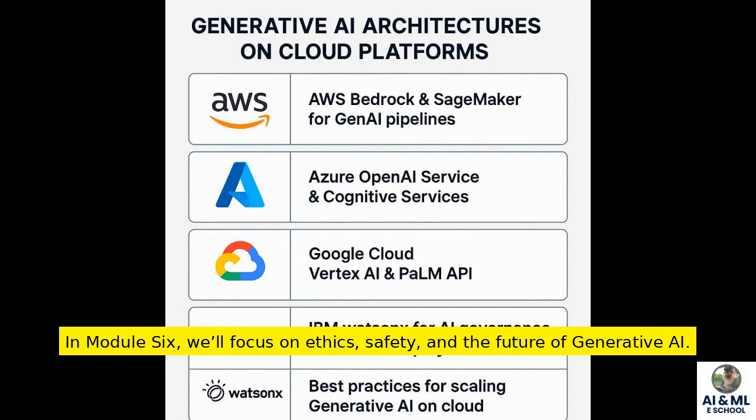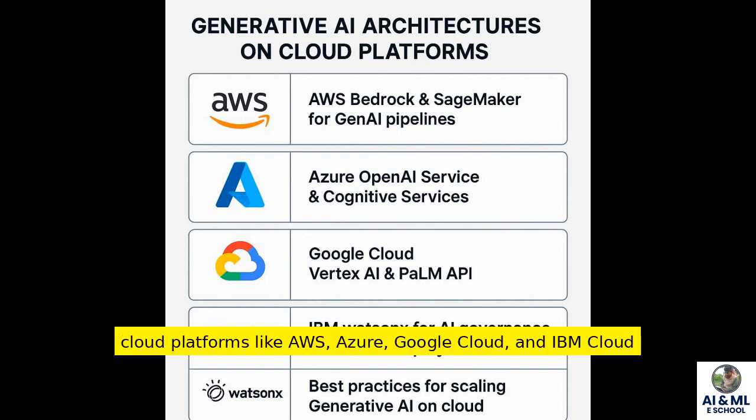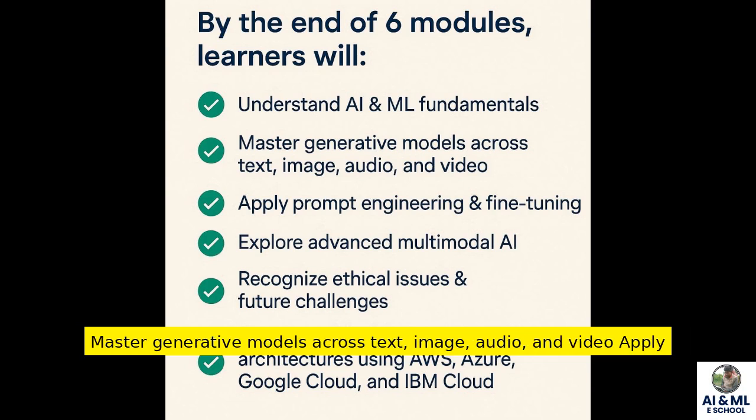In Module 6, we'll focus on ethics, safety, and the future of generative AI. We'll discuss issues like bias, misinformation, deepfakes, and copyright. You'll also learn how to design and deploy generative AI architectures on cloud platforms like AWS, Azure, Google Cloud, and IBM Cloud.